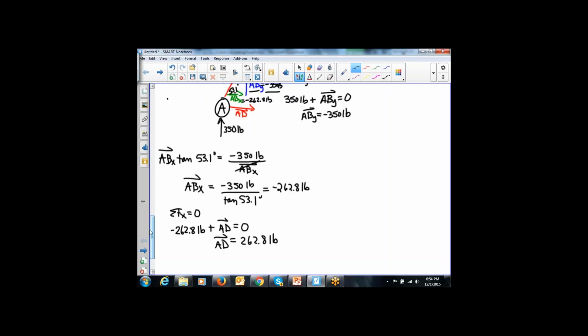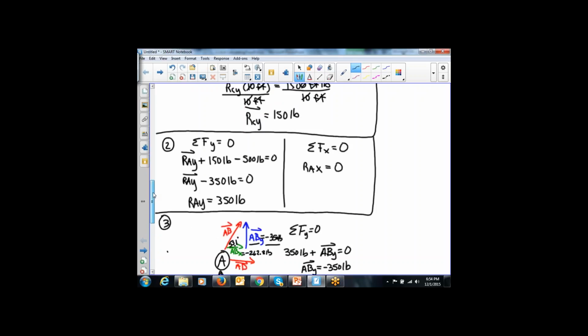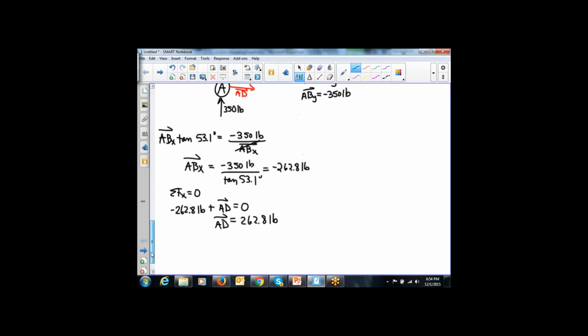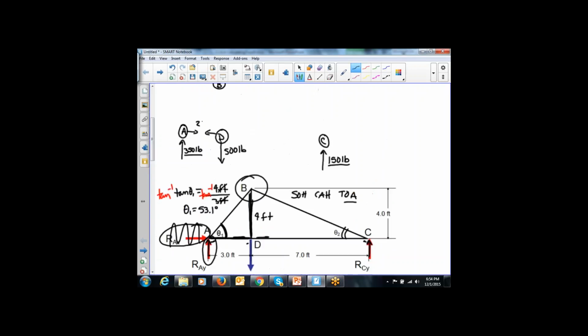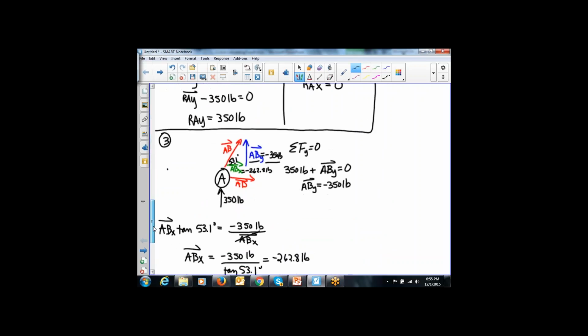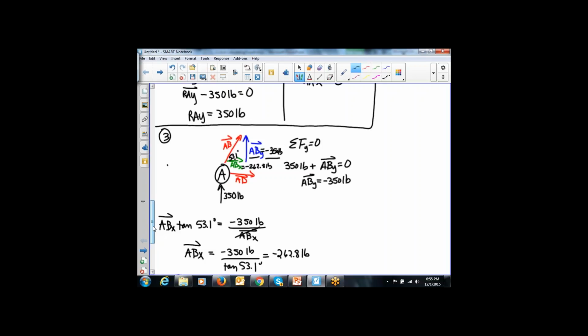So I'm going to go back to my summary chart. So I know AD was correctly drawn in tension. So I'm going to go ahead and put those in. It was 262.8 pounds. And that is in tension. I also have information about AB. AB, oh, I don't have any information about AB. I've got its components, but I don't have information about it. So I need to come up with that piece AB right here.